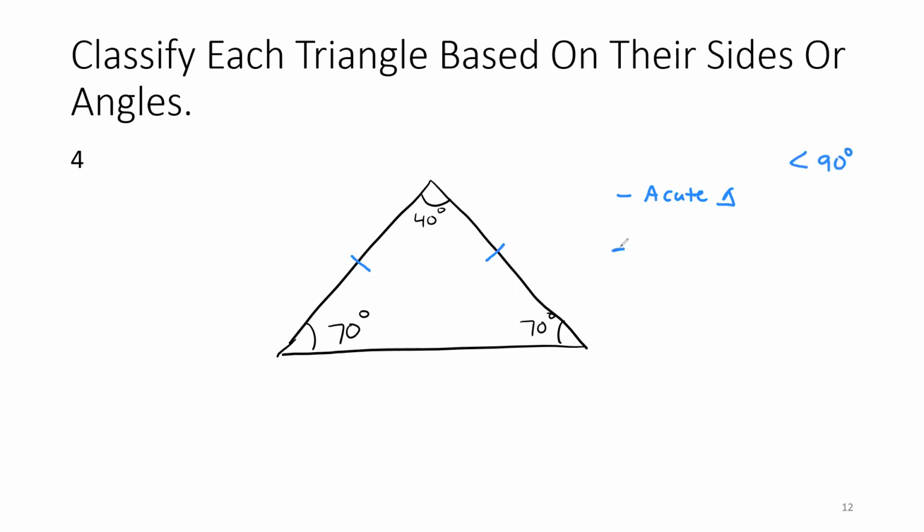And what else can you call this triangle? Since we said that 2 angles are congruent, that means 2 sides are congruent, so you have what's called an isosceles triangle. So yeah, you can call this an acute isosceles triangle.